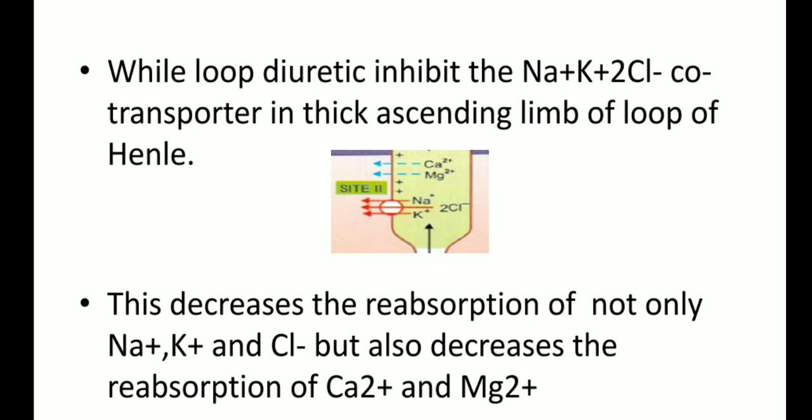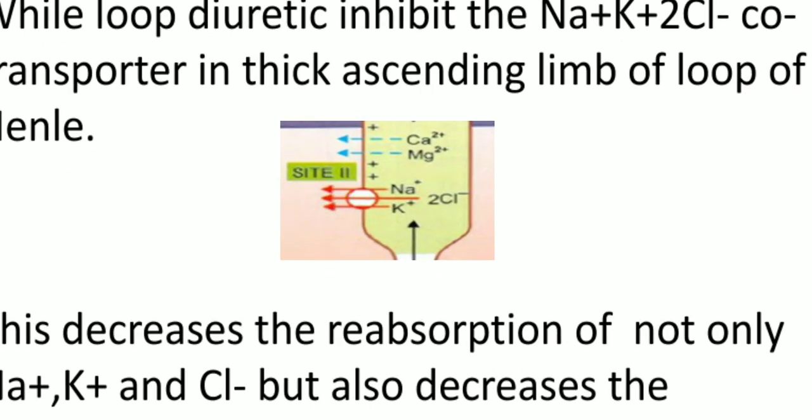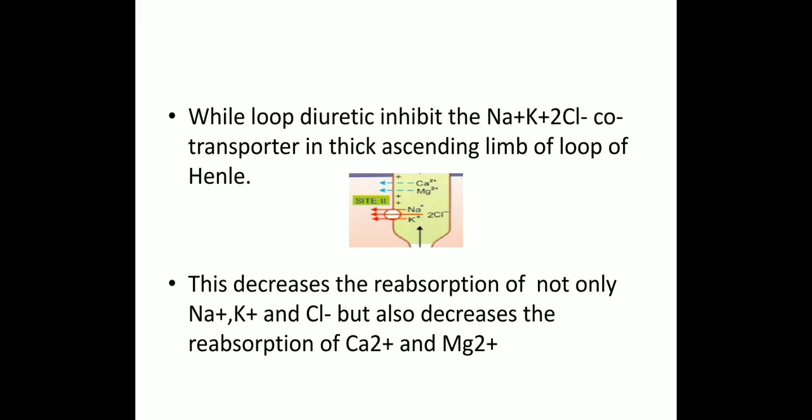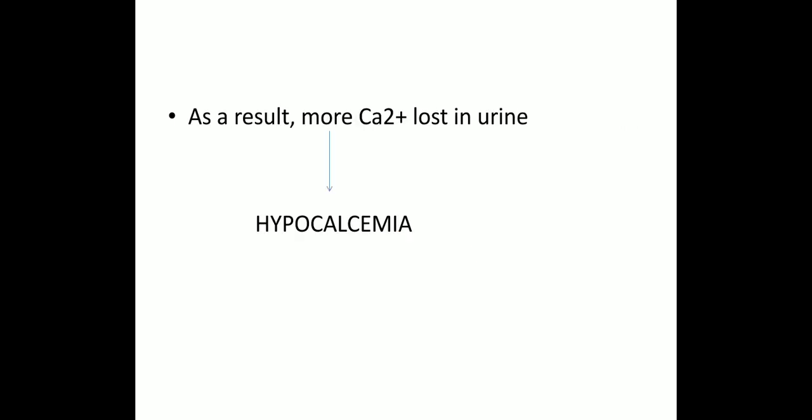And alongside, you can see that by inhibiting this reabsorption, not only the reabsorption of sodium, potassium and chloride is inhibited, but it also decreases the reabsorption of calcium and magnesium ions. As you can see in the picture, calcium and magnesium ions are normally reabsorbed by passive diffusion. So what happens? There is more calcium lost in urine. When there is a decrease in reabsorption, more of the calcium is lost in the urine and less of the calcium is in the blood, and that causes hypocalcemia.